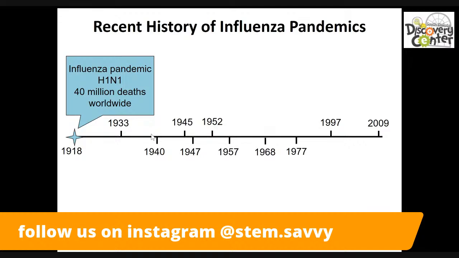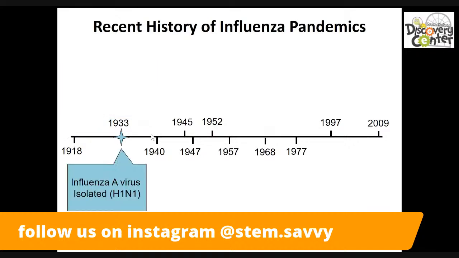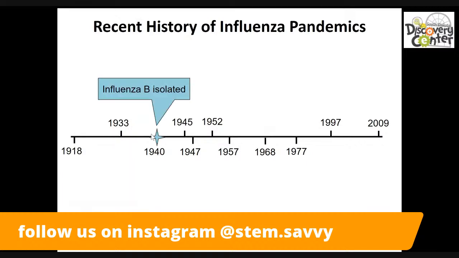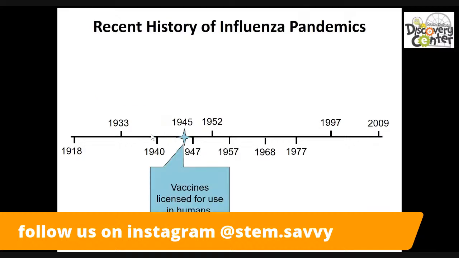This pandemic occurred before we even knew that influenza was caused by a virus. In 1933, influenza A viruses were discovered. In 1940, we discovered a second type of influenza virus known as influenza B. And in 1945, 12 years after we first discovered influenza, we created vaccines against influenza.